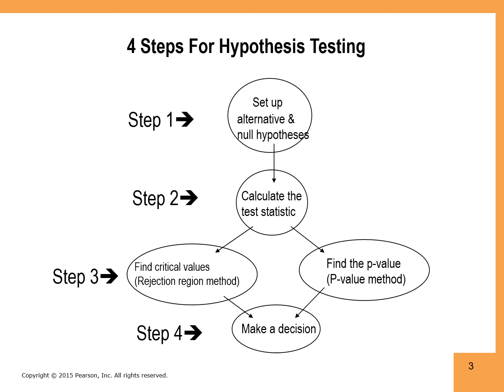There are four steps for hypothesis testing. The first step is to set up an alternative and null hypothesis. The second step is to calculate the test statistics. The third step is to use either the critical value method or the p-value method. And then the fourth step is, based on these, make a decision.